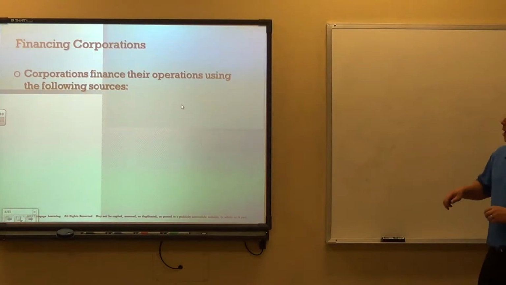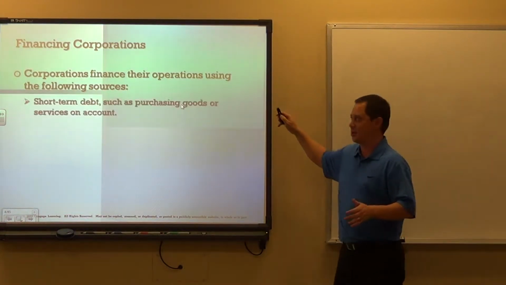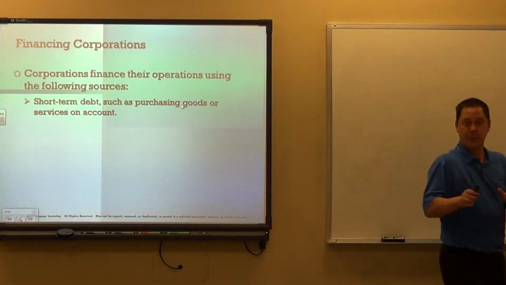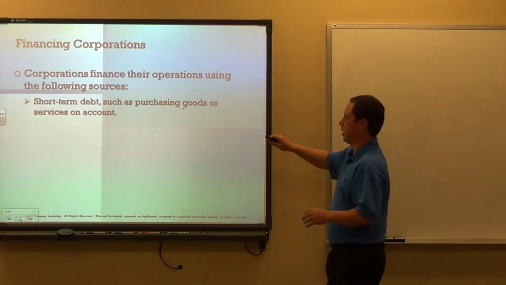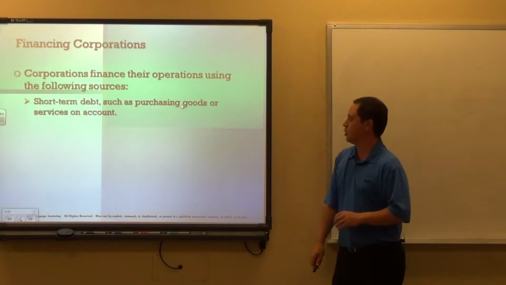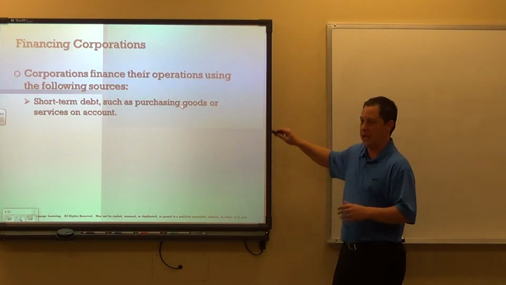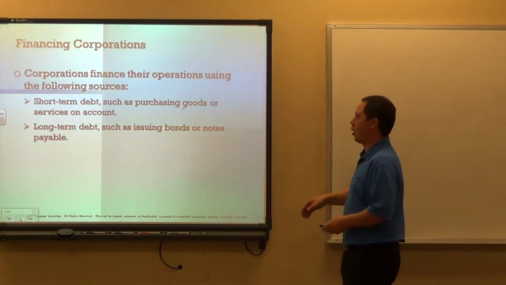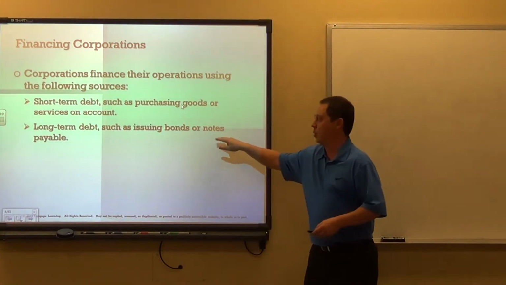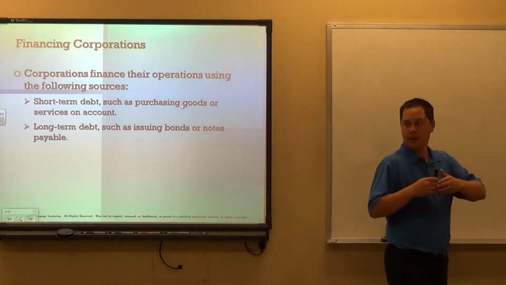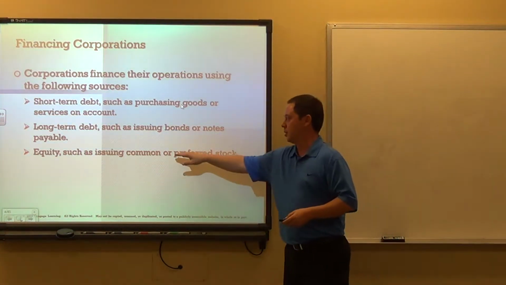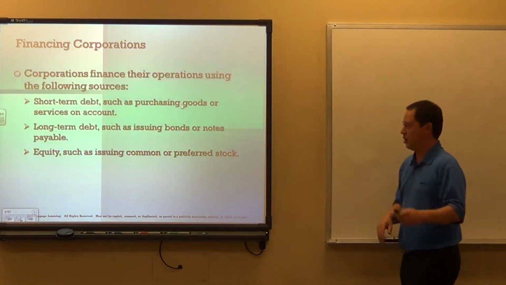Corporations finance their operations using the following sources, kind of like I talked about there. Short-term debt they may use. Sometimes you'll use a little bit if you want to do short-term. I talked about the long-term stuff. But short-term debt is purchasing goods or services on account. That's one of the ways we can finance things. Long-term, that's issuing bonds or notes payable. So we're making that commitment debt-wise. And then we have equity, which is issuing common or preferred stock, which we talked about in chapter 11.